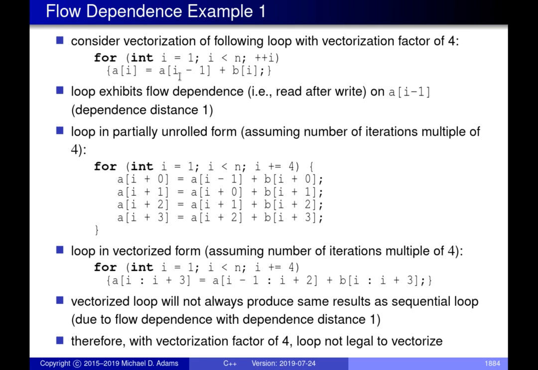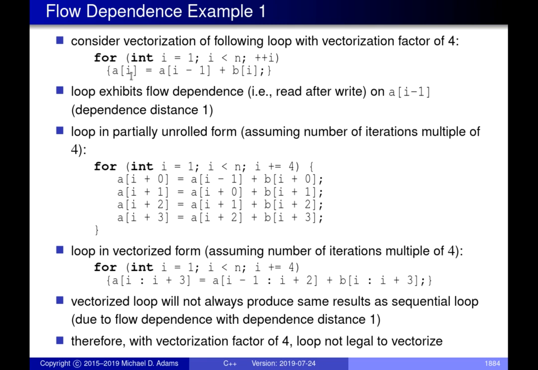If we look at this loop in more detail, this is going to exhibit a flow dependence with a dependence distance of 1. In other words, we have one of these read after write dependencies where we're going to be reading, for example, this element here in the iteration immediately following the one where we wrote it, by this left-hand side of the assignment here. So this exhibits a flow dependence with a dependence distance of 1.